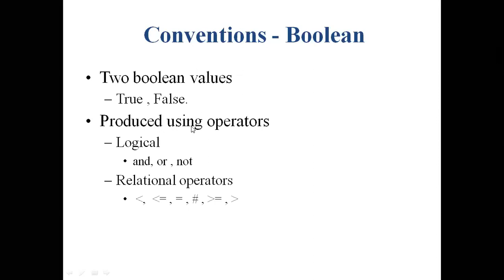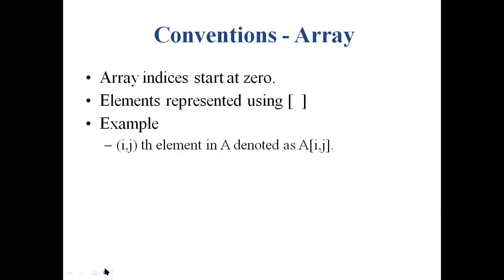And we are using some operators. We all know about these: and, or, not, and some relational operators. We all know about these things. Then we know about arrays, where array indices start at 0, A of 0. We represent them in square brackets. Okay, this is the example.